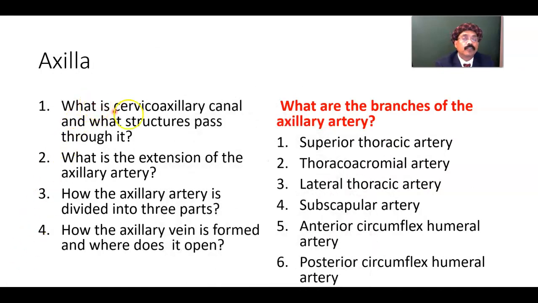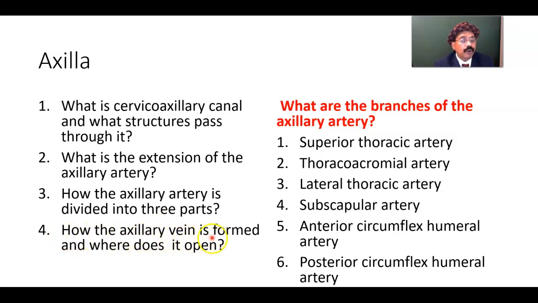Okay, what is the cervicoaxillary canal? That is the inlet or apex of the axilla that transmits the infraclavicular part of the brachial plexus, the axillary artery, axillary vein, and lymphatics. What is the extension of the axillary artery? From the outer border of the first rib to the lower border of the teres major. How is the axillary artery divided into three parts? By the pectoralis minor muscle.